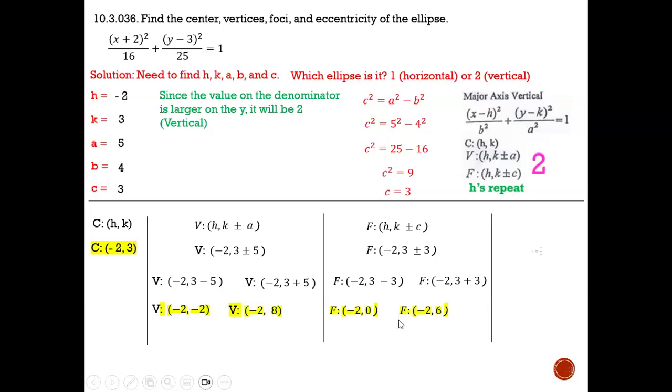Lastly is eccentricity. That is C over A. Now, eccentricity isn't on here. It was given separately. All the other things we found, the center, the vertex, and the foci were all given from this information here, okay? Eccentricity, however, is C over A. Plug in the C, which is 3, over A, and reduce if possible. This one doesn't reduce, so it's just 3 over 5 for the eccentricity.